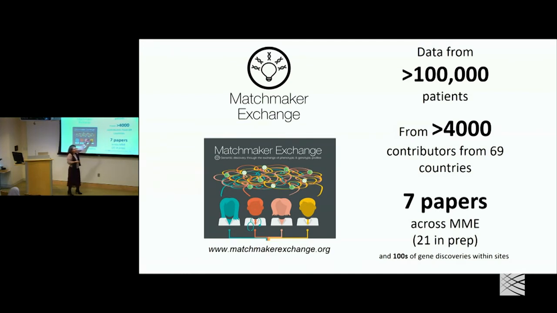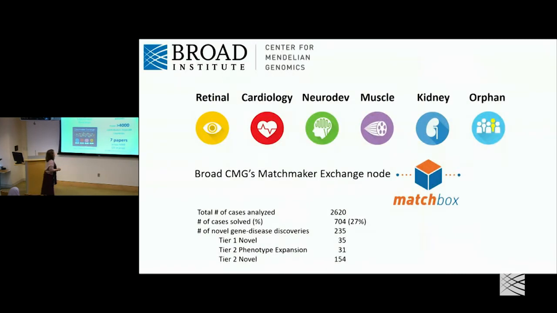And there is now data from over 100,000 patients across these 7 nodes, from over 4,000 contributors from 69 countries. Although there's hundreds of gene discoveries that have been made throughout the individual nodes within them. If you look at matchmaking across the 7 nodes, we've now been tracking 21 papers that are in preparation from discoveries that happened once we launched the Matchmaker Exchange and could do these queries across nodes. So that's kind of where the system is. It's actually working quite well at this stage.